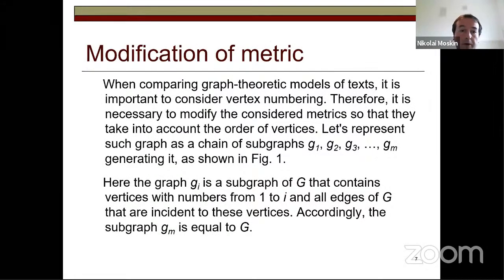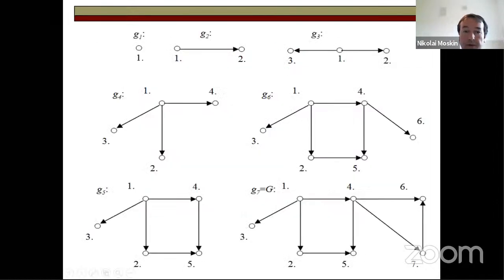Now about our modification. When comparing graph theoretic models of text, it is important to consider vertex numbering. Therefore, it is necessary to modify the considered metrics so that they take into account the order of vertices. Let's represent such graphs as a chain of subgraphs generated by it, as shown in figure 1. You can see this figure: G1, G2, G3, G4, G5, G6, and G7 is equal to G. You can see this chain.